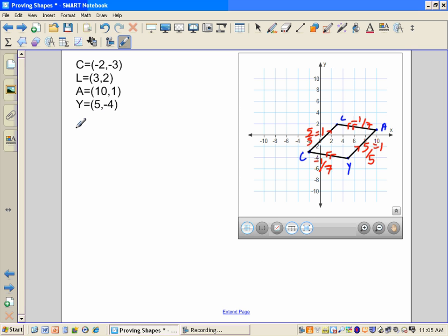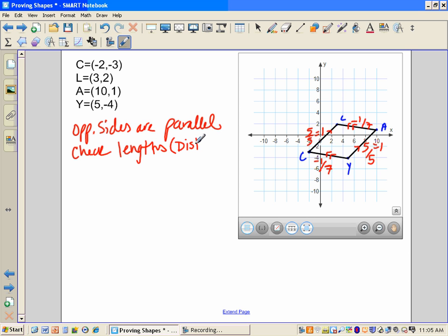So far I know that the opposite sides are parallel. I want to check lengths, because if the lengths are also the same, then we have a rhombus here. So the lengths are also known as the distances, right?